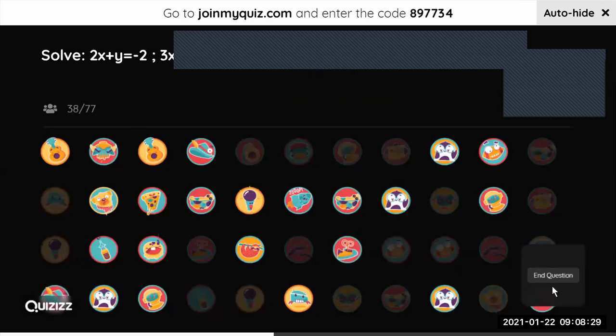Those who still want to join, you can look at the code. The code is here on the top. It's 897734. Go to Google and type in joinmyquiz.com. Joinmyquiz.com, and that's the code. You will be here on the dashboard.